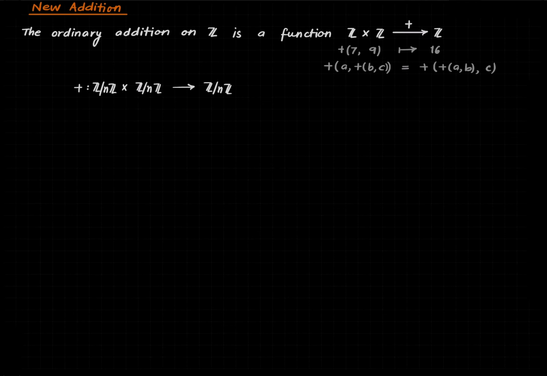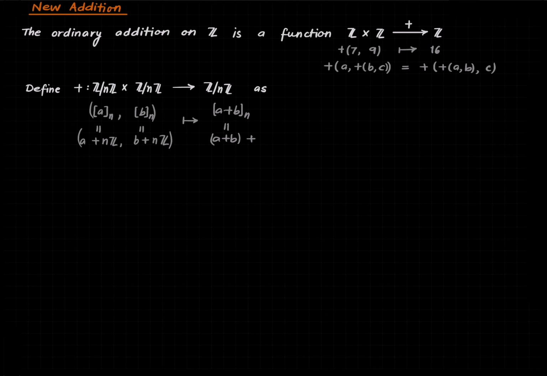So define it as follows: if you take the equivalence class of A modulo n, which as we said can also be written as A plus nZ, and you take the equivalence class of B, which can also be written B plus nZ, the output that you get is defined to be the equivalence class of A plus B, which can also be written A plus B plus nZ. Okay, that is the definition.